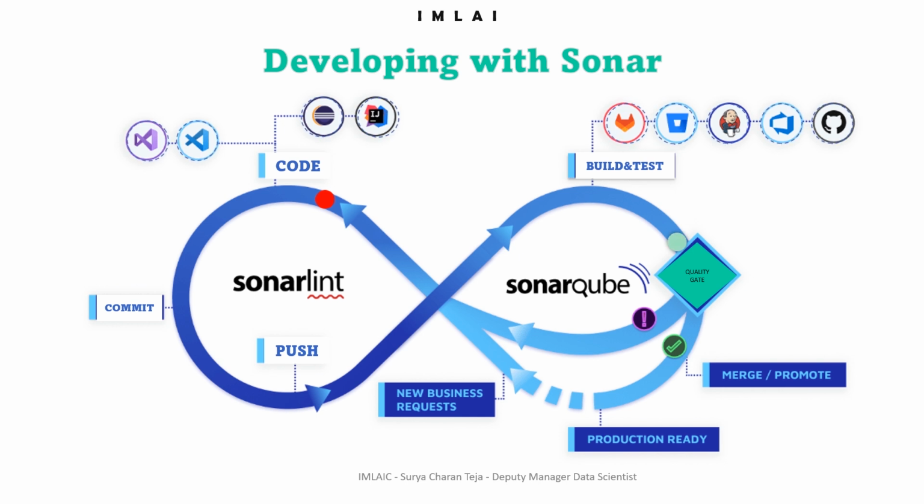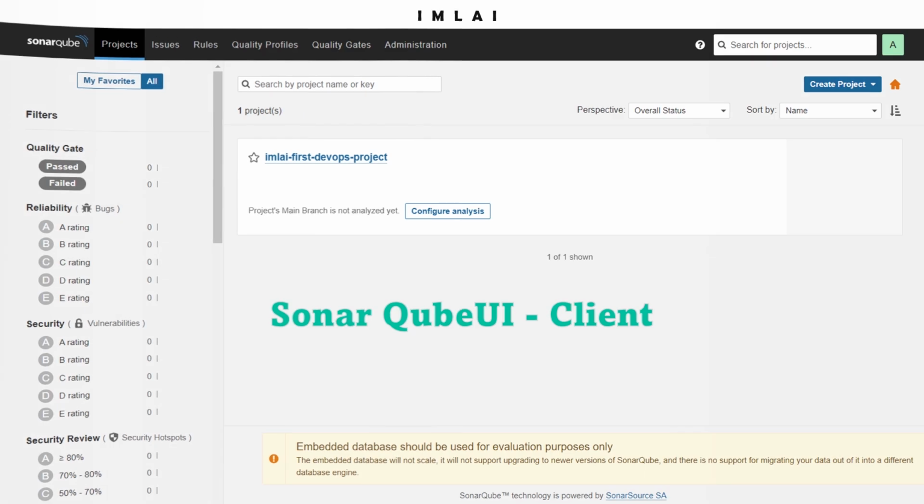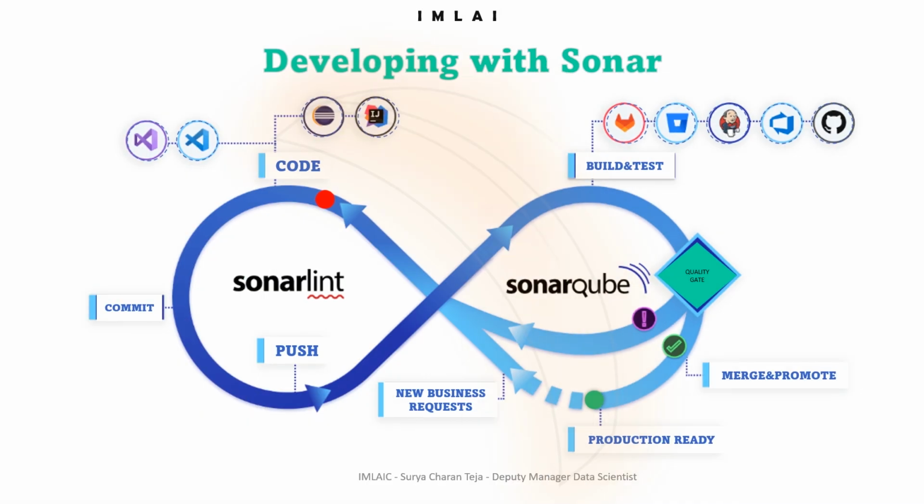And in another case, if the quality gate is passed, the symbolism will be in green, so then it will be merged and promoted to the higher stage. Once it is ready, it will be packaged and then moved to the production server. Hence it is production ready. So now it will be accessed by the users.